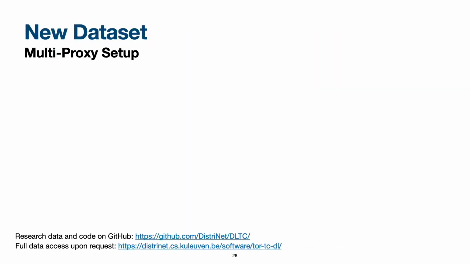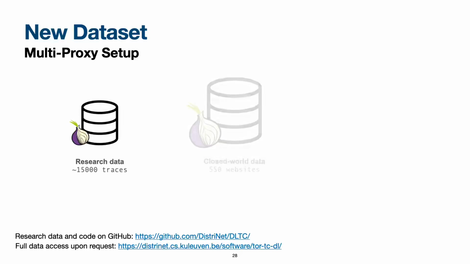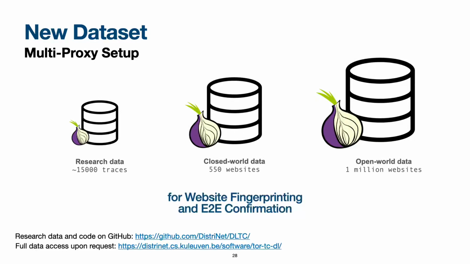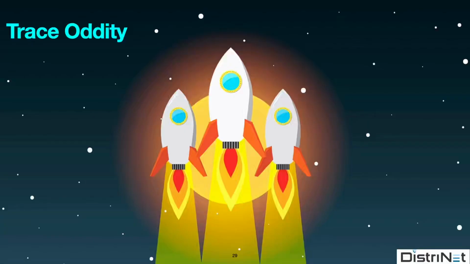To facilitate future research on this, we publish our data. The traces we used for the evaluation and the code are on GitHub, but we also collected a really large dataset using our novel multi-proxy setup. This dataset is applicable for both end-to-end confirmation and website fingerprinting research.